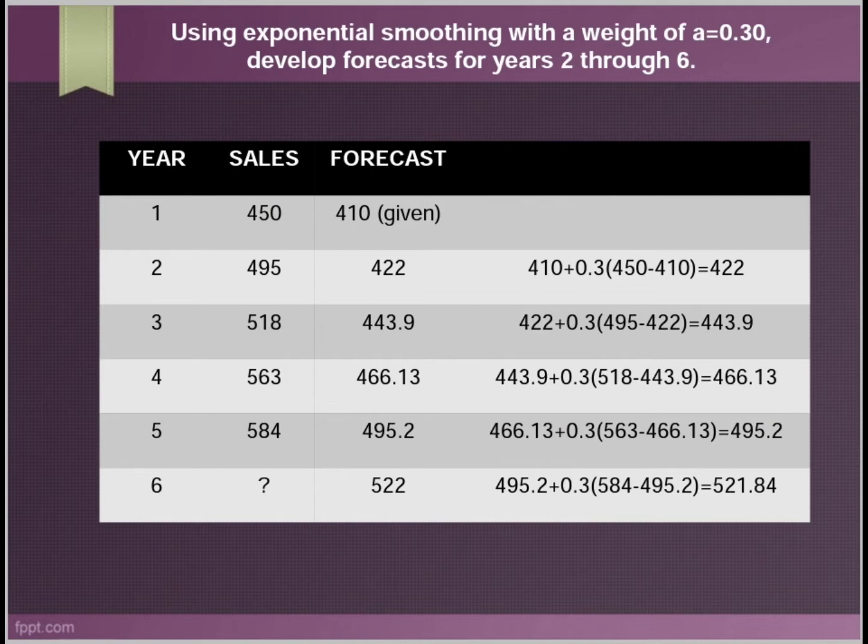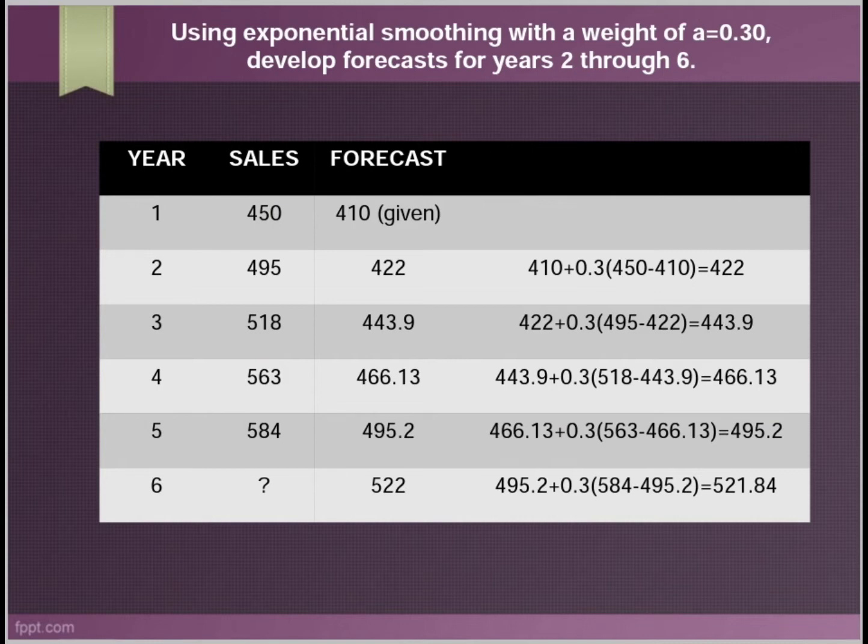We just have to follow the given formula in the exponential smoothing, which is to compute for the forecast in the current period. So you will add the forecast last period and the alpha, or the weight, or the smoothing constant, which is also given in the problem, and then multiply by the difference between the sales last period and the forecast last period to get the forecast this period.